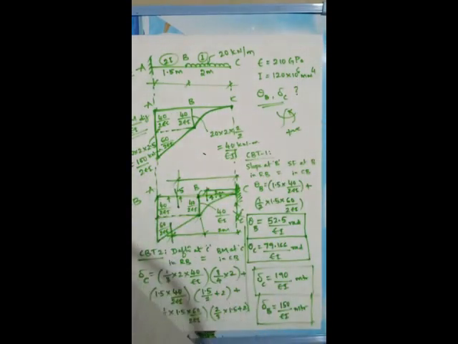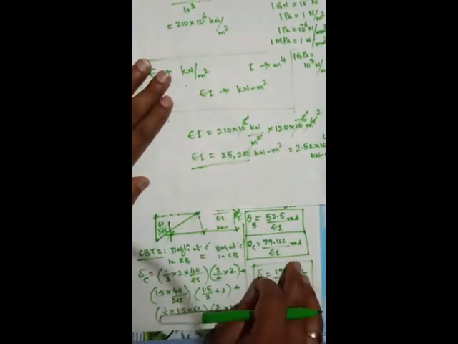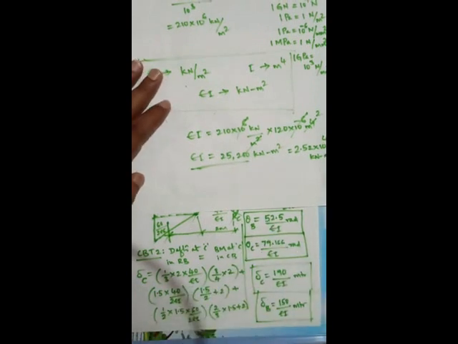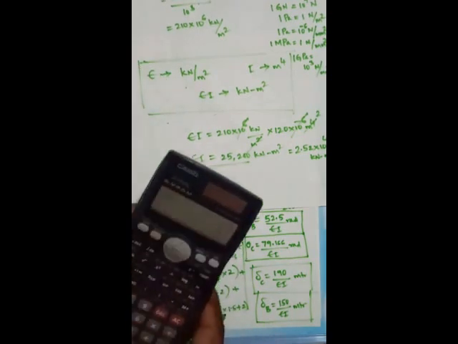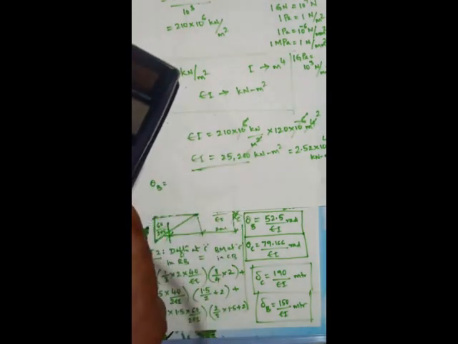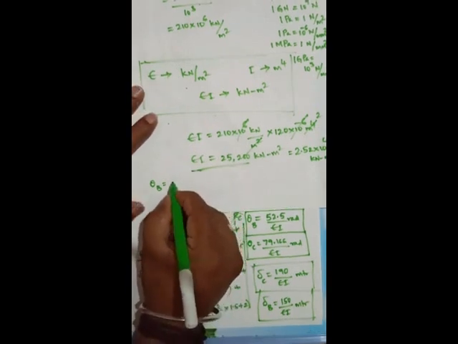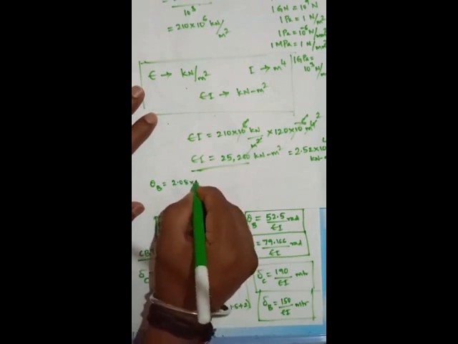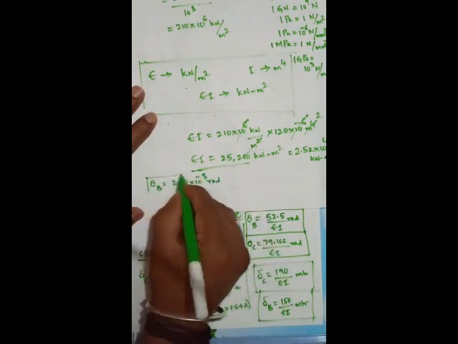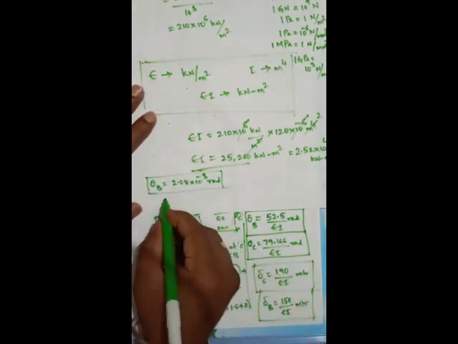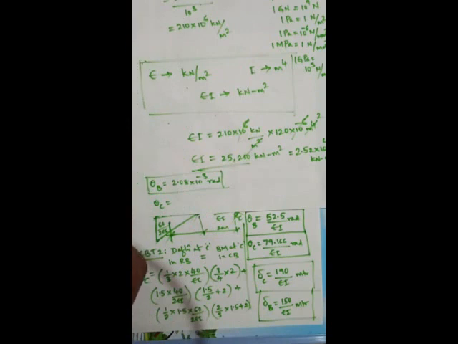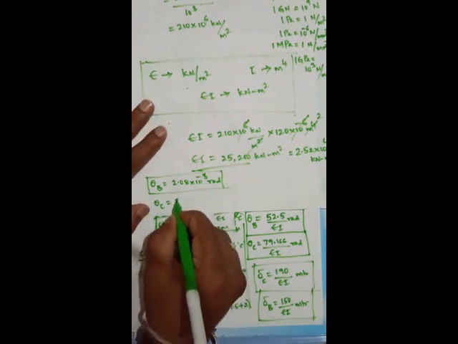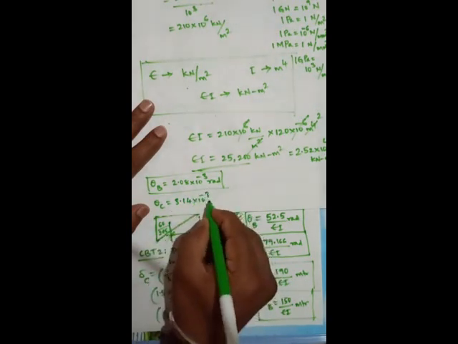Okay, so we have calculated EI. If you substitute the value of EI in the slope expressions, you will be getting theta b after substitution of EI, 52.5 divided by 25200, so it is 2.08 into 10 raised to minus 3 radians. Similarly theta c, 79.166 divided by 25200, you will be getting 3.14 into 10 raised to minus 3 radians.